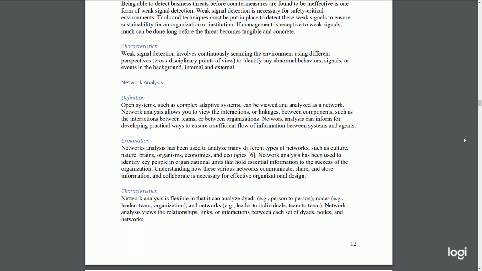Characteristics. Network analysis is flexible in that it can analyze dyads, for example, person to person, nodes, for example, leader, team, organization, and networks, for example, leader to individuals, team to team. Network analysis views the relationships, links, or interactions between each set of dyads, nodes, and networks.